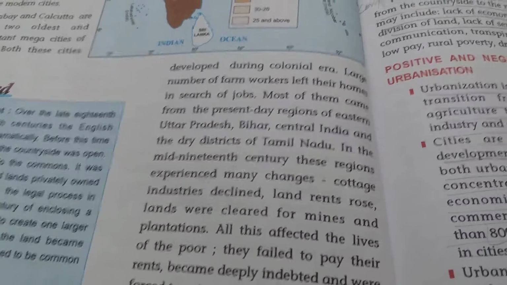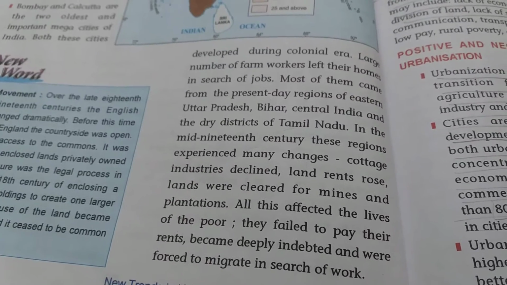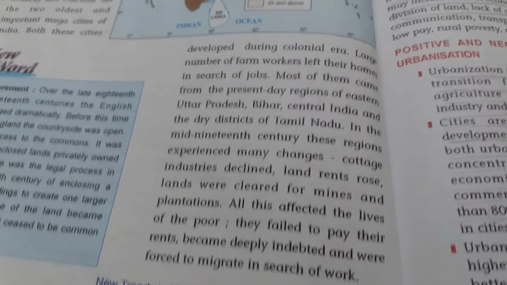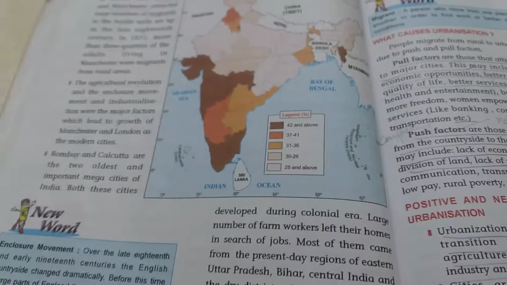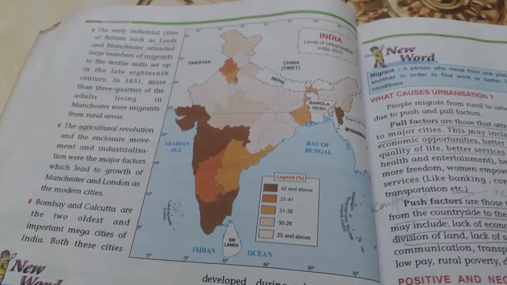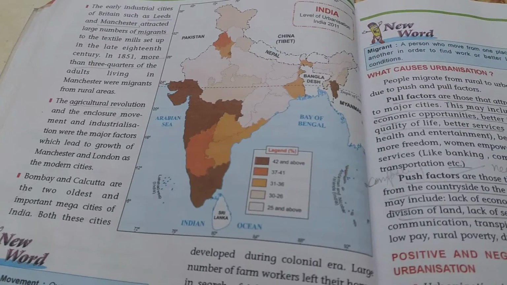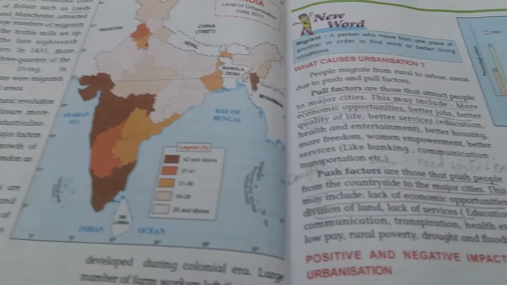The cottage industries were slowly and gradually closing down, so obviously the people had to go to the urban areas. All this affected the lives of the poor. They failed to pay the rents, became deeply indebted and were forced to migrate in search of work.